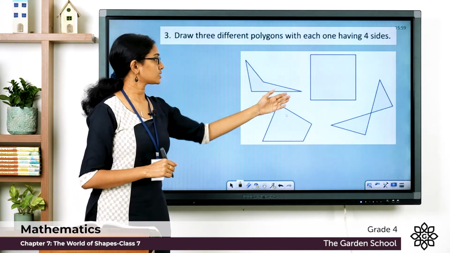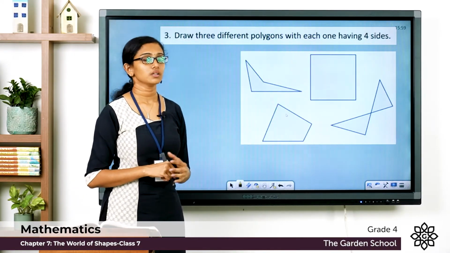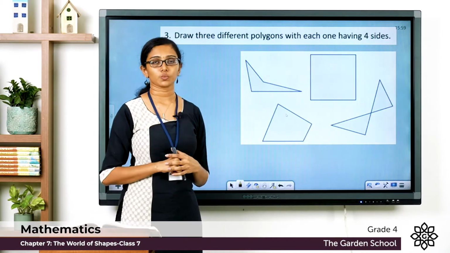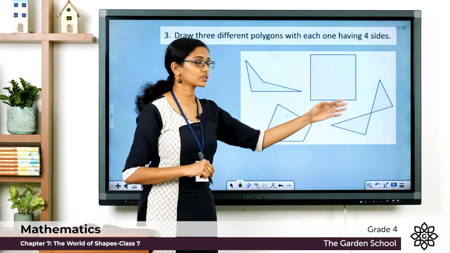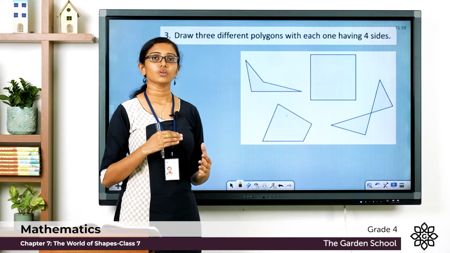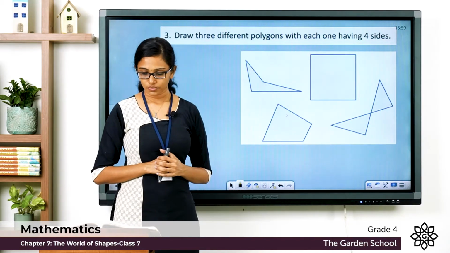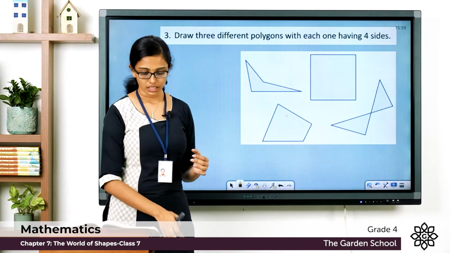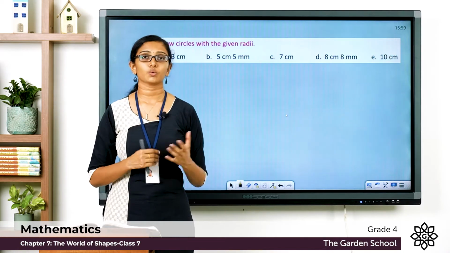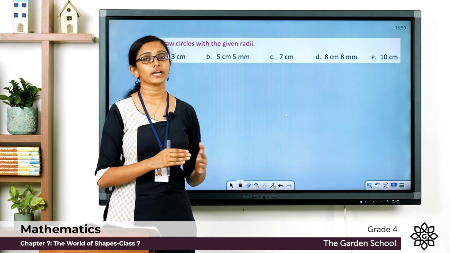These are just a few suggestions for drawing polygon or quadrilateral with 4 sides. See, these 3, 1, 2 and 3, these 3 are simple closed polygons, whereas the last one is a complex one because the lines or the sides cross each other. So these are just some suggestions. You can draw your own 4-sided polygons in your notebook. Now, let's see the next question. Draw circles with the given radii. So what do you mean by radii? Radii is the plural of the word radius.